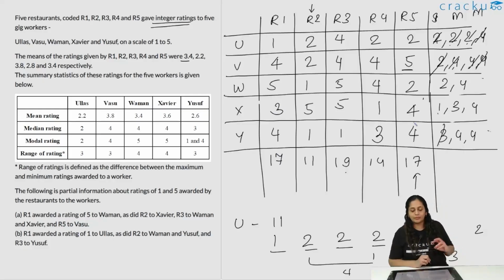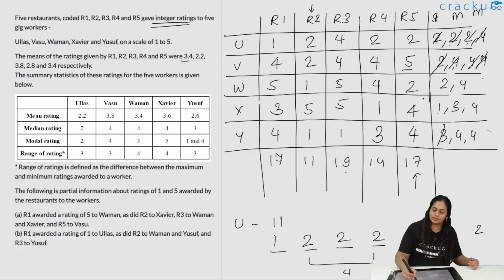So that basically means by using the concept of row total, column total, mean, median, mode, I am able to fill out all the values. I know exactly for all restaurants what ratings they give, and for every person I know exactly what rating they received. So I have the final table. Now let's go and answer the questions.